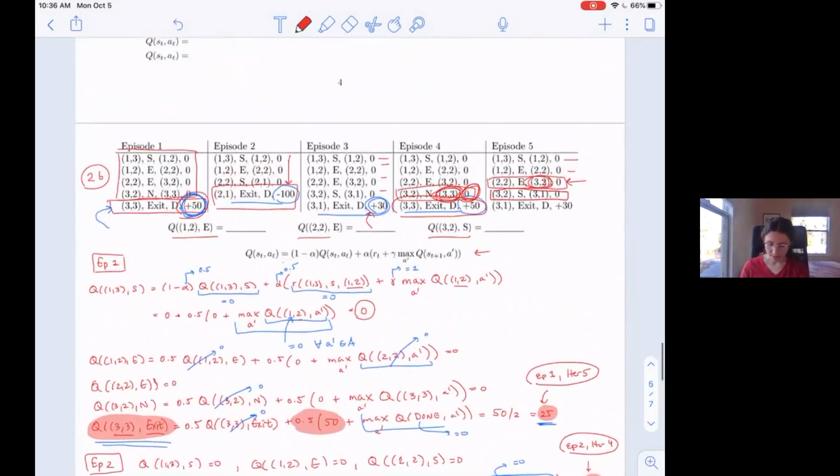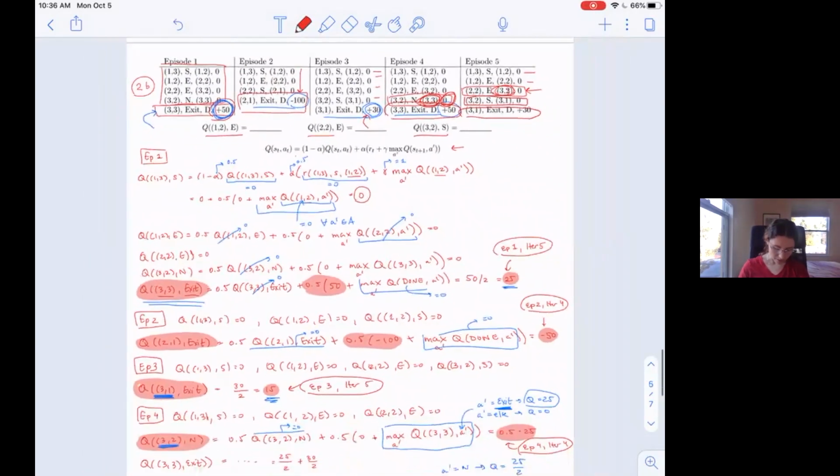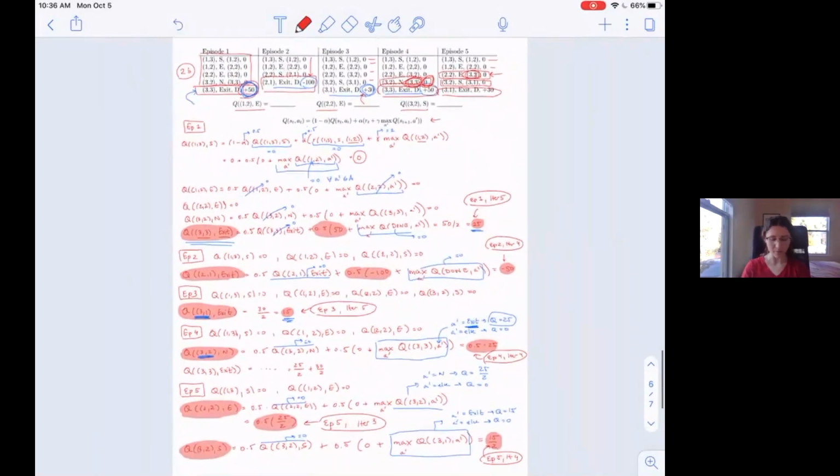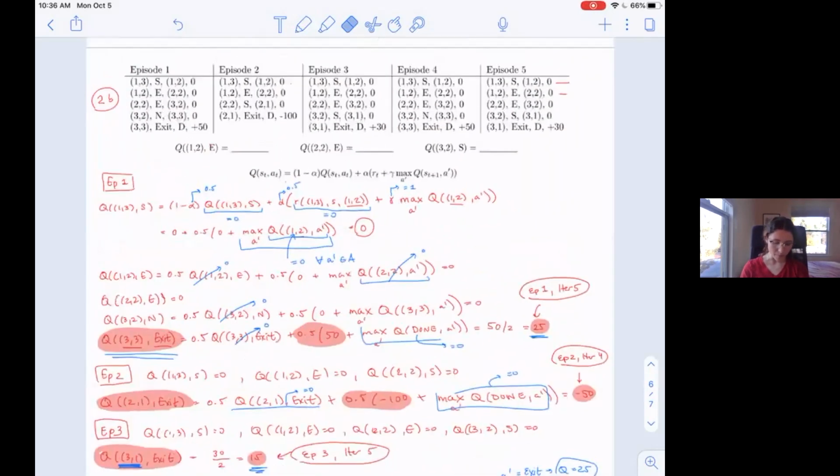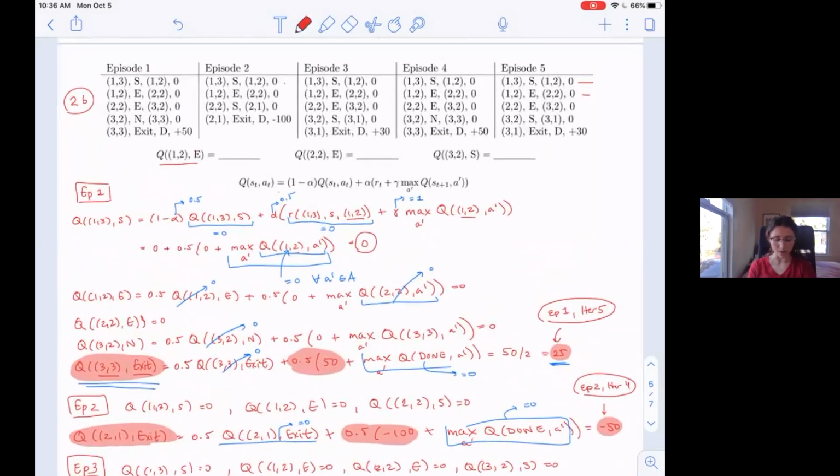Finally, we'll also update the Q value of 3, 1 exit. But what I want to do right now is just sort of pause and see, okay, we finished applying Q learning for each of these episodes and for each of the iterations within each episode. Now let's figure out if we're actually able to answer our original question, which was at what episodes and which iterations do we actually update the Q values for 1, 2 east, 2, 2 east, and 3, 2 south to be some non-zero number?